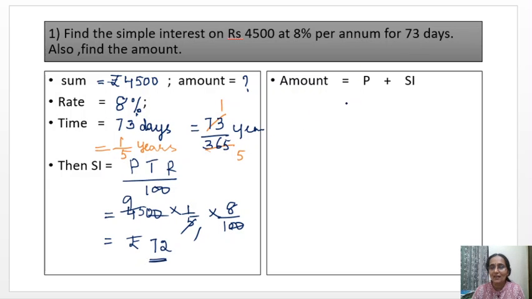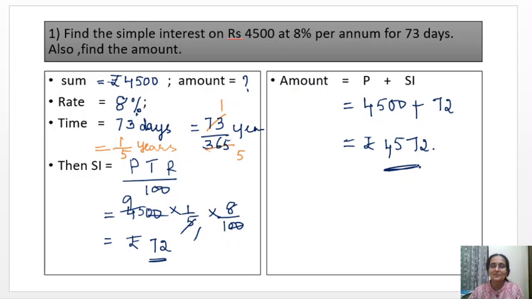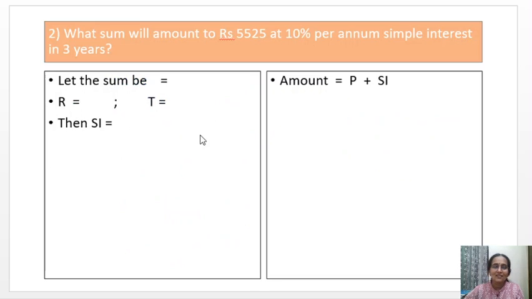Now what is the final amount? It is rupees 4,500 plus simple interest. Simple interest is 72. The final amount is rupees 4,572. We will move to the next sum.